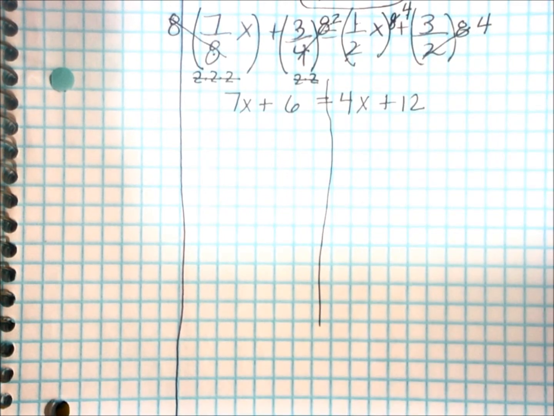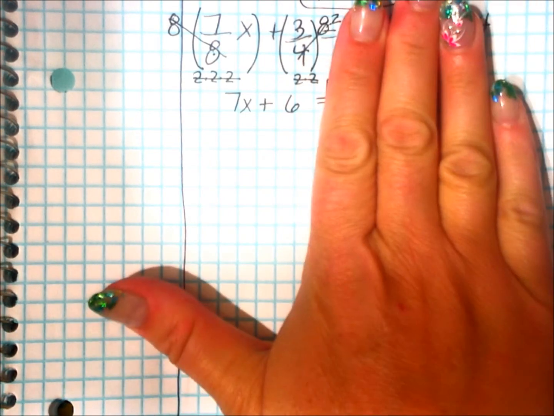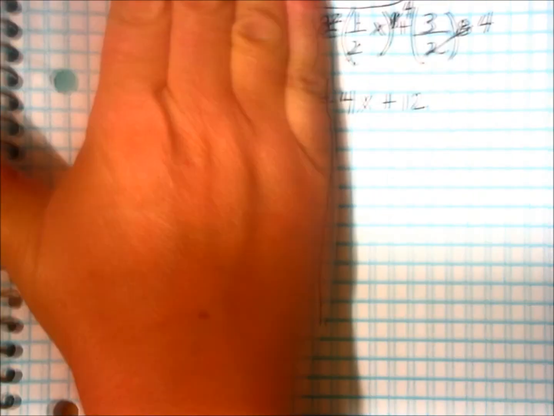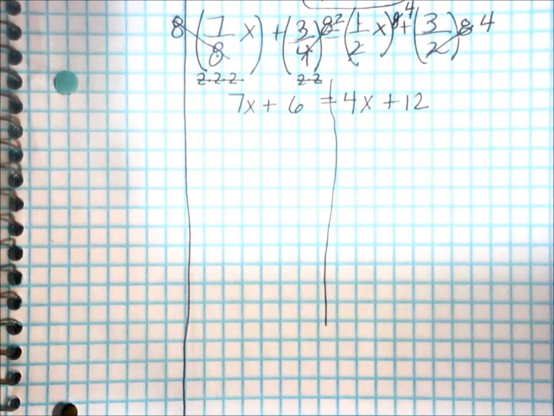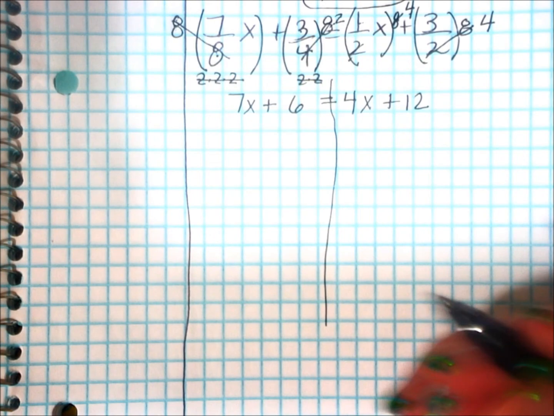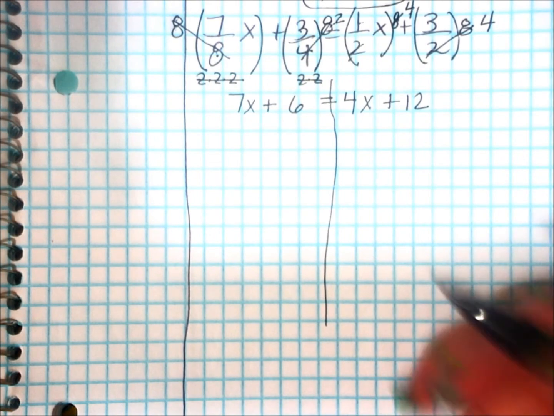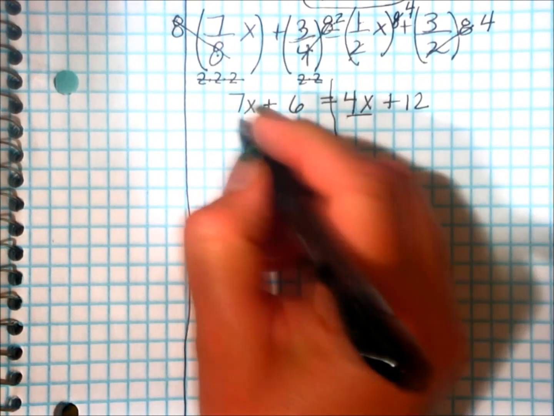No parentheses, which means no cleanup. There's no terms to collect. Candy corn and Smarties. So now, we're going to go ahead and get the variable on the same side. So in this case, we got 4x and 7x.